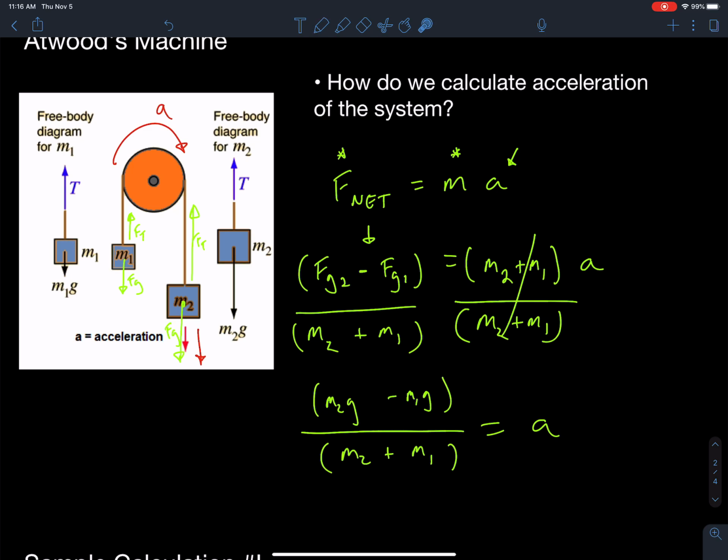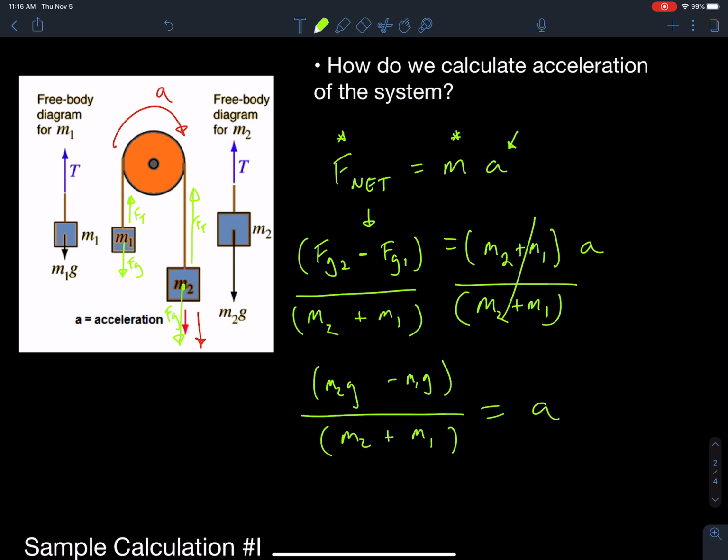Now I could even factor out the g and I could put it over here and then have g times m2 minus m1, and then I've created an even bigger relationship. But that's simple, okay? That's as simple as we get. And might as well just do it to show you guys how I could create a relationship that looks like that.